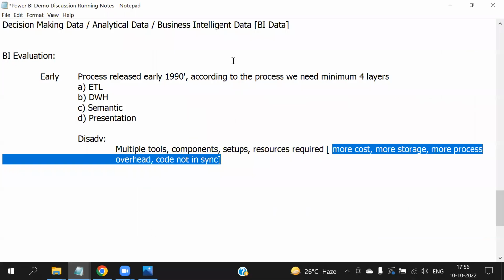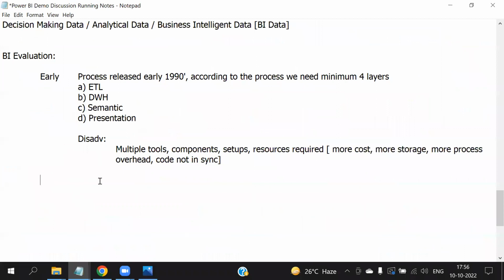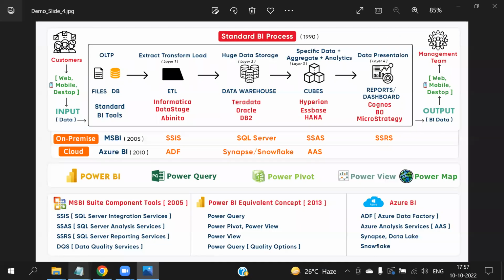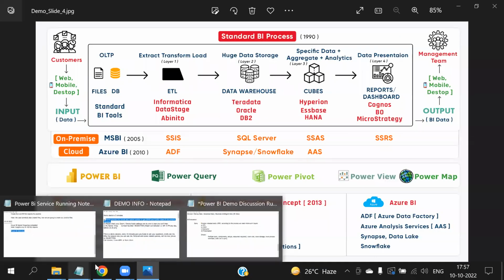MSBA. Because if you go to an interview, they may ask you, when MSBA is available, why Power BI? 90, 90, 91, 92, in between. What was that? I forgot.